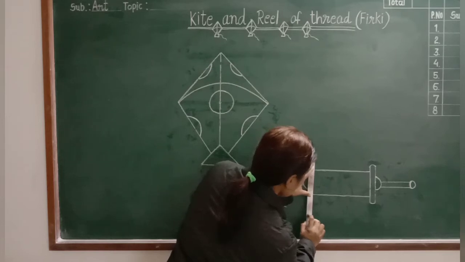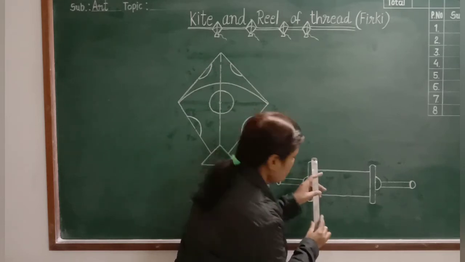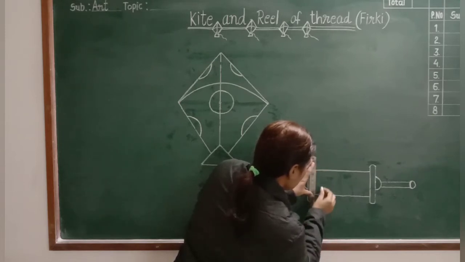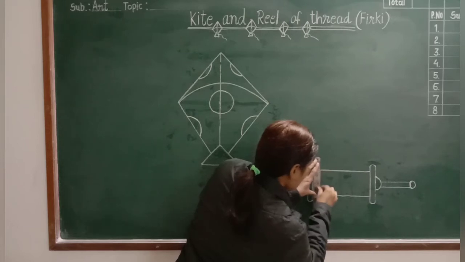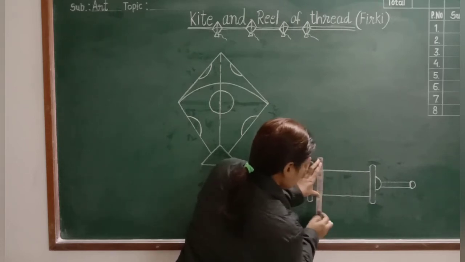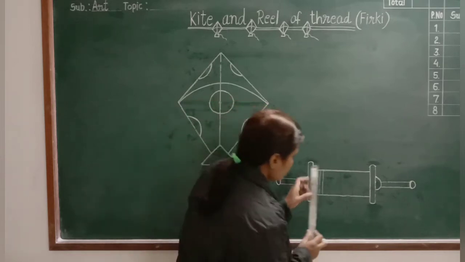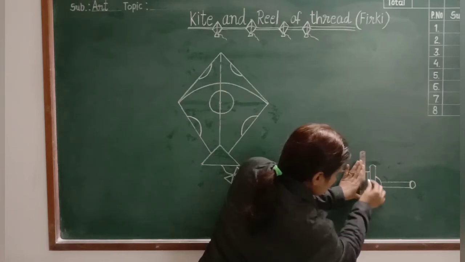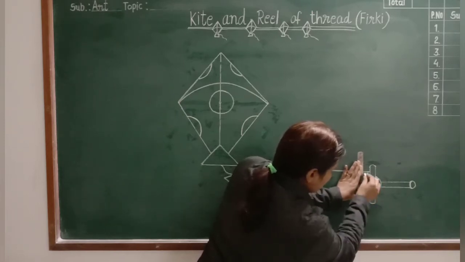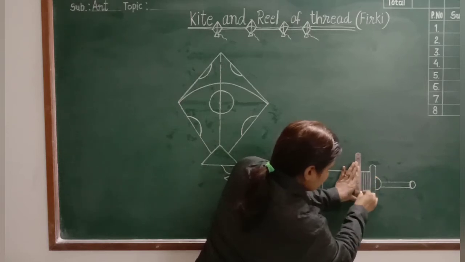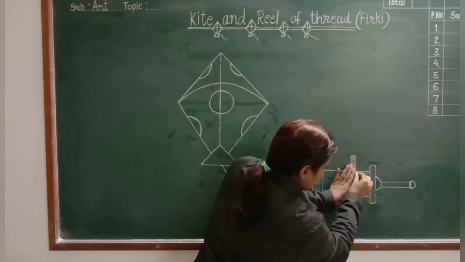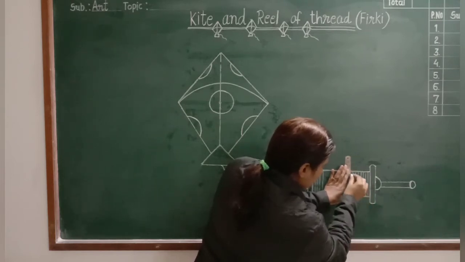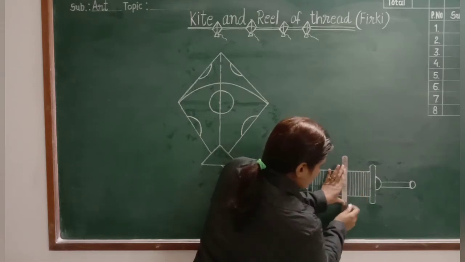Now here you will draw standing line, okay, by using scale, thread, okay, like this. See, like this. Okay, from here also you can draw such type of line. Okay, understood? How to draw reel of thread or firki we can call.